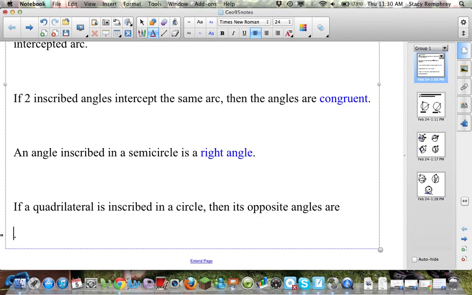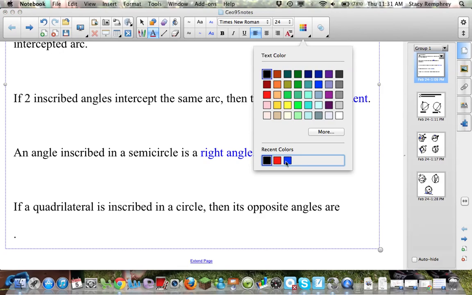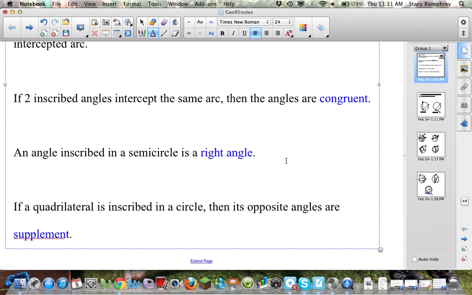If a quadrilateral is inscribed in a circle, then its opposite angles are supplementary. Again, this was one you should have found. I heard a lot of really good discussion about this. If you look at the opposite angles, together they intercept the entire circle. So if they equal half of their intercepted arc, and together they intercept the whole circle, well, half of 360 is 180. We can talk about that more when we come back to class.